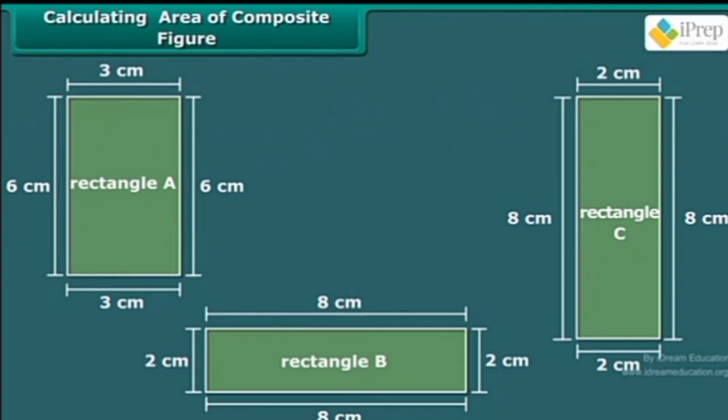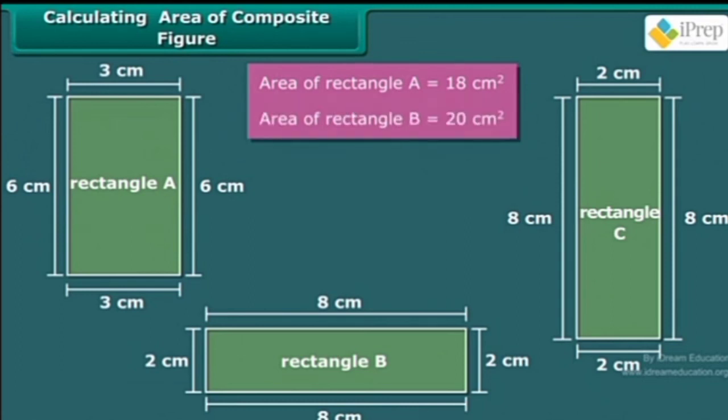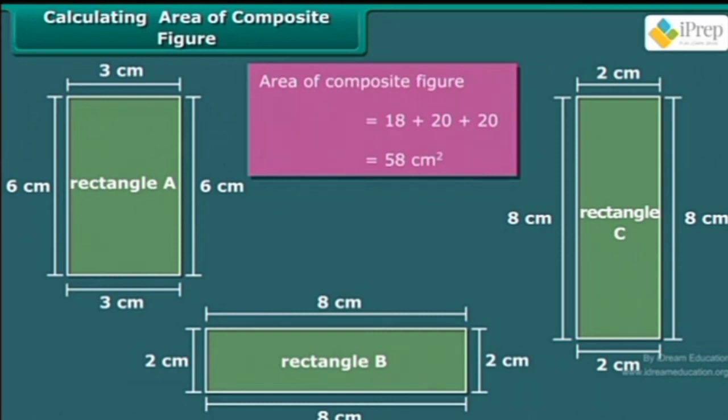Here we can divide the given composite figure into 3 rectangles. The area of rectangle A is 18 centimeters square. Areas of rectangles B and C are the same, that is 20 centimeters square. Thus, the area of the composite figure is 18 plus 20 plus 20, which is equal to 58 centimeters square.